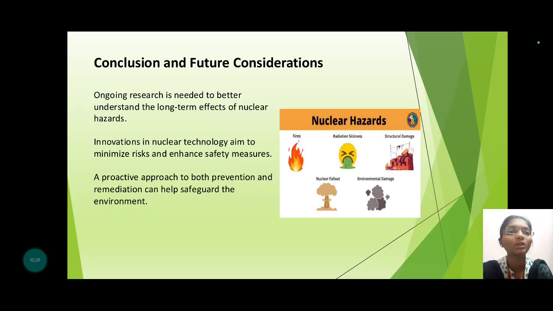And the conclusion and future considerations on nuclear hazards. Ongoing research is needed to better understand the long-term effects of nuclear hazards. Innovations in nuclear technology aim to minimize risks and enhance safety measures. A proactive approach to both prevention and remediation can help safeguard the environment. The effects of nuclear hazards include fires, radiation sickness, structural damage, nuclear fallout, and environmental damage.